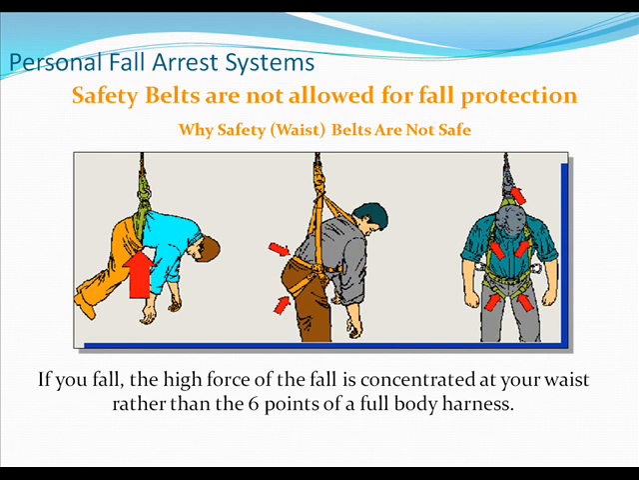Personal fall arrest systems. Safety belts are not allowed for fall protection. If you fall, the high force of the fall is concentrated at your waist rather than spread over the 6 points of your body harness. A fall with a waist belt usually causes internal injuries. A heavy person will probably tip over and fall head first out of the waist belt during a fall.